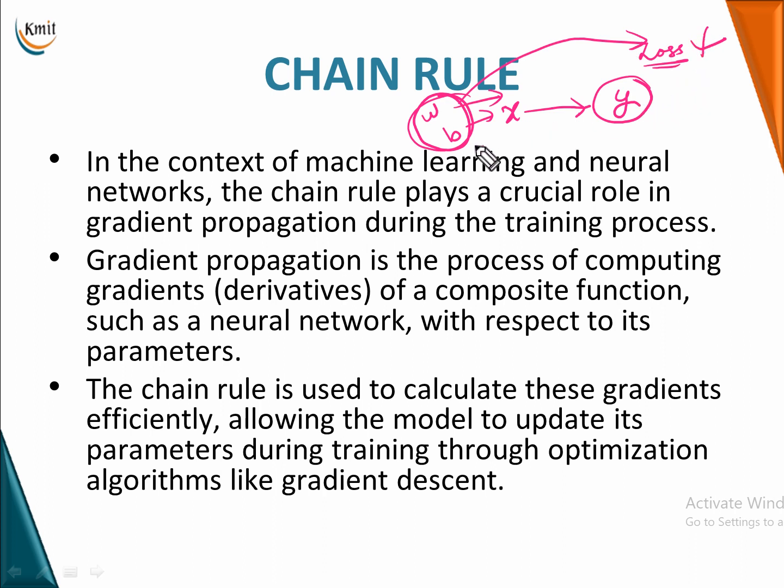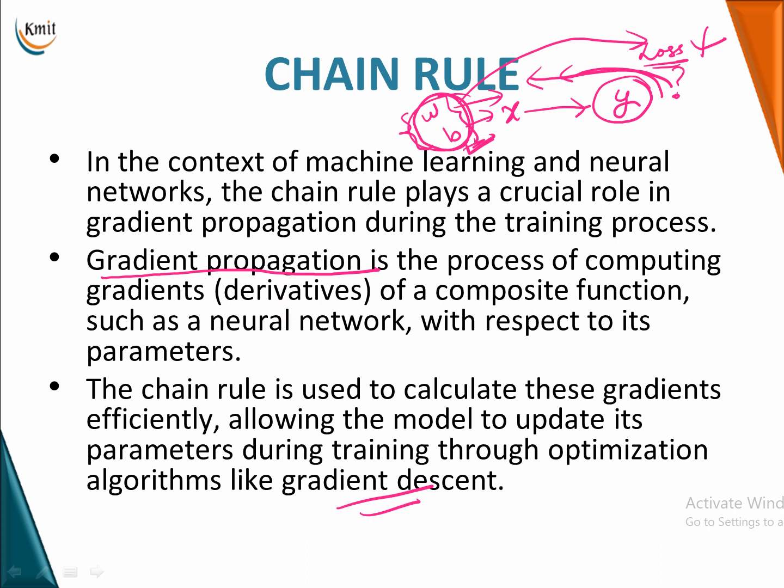We fine-tune them so that they give you the minimum loss at the end. Once you begin by initializing your weights and biases, you always have to calculate the loss and then update them. How do you update them? You have to go in reverse, calculating back from the output towards updating your input parameters. That's why it is called backpropagation, and that's how gradient propagation is required here. Gradient propagation is the process of computing derivatives, or gradients, of composite functions like a neural network with respect to its parameters, like the weights and biases. The chain rule calculates these gradients very efficiently, allowing the neural network to update its parameters during training through a process called optimization, and one such algorithm is gradient descent.